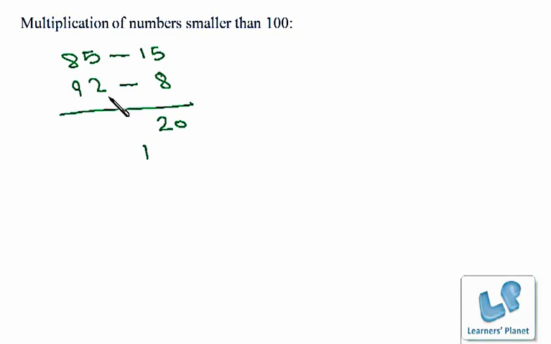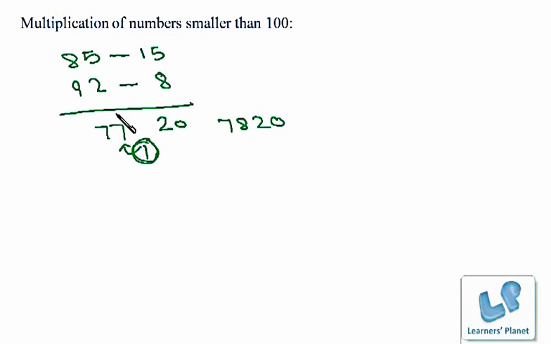Now we have to subtract the numbers. So the subtraction of 8 from 85 would be 77. Friends, this is not our final answer. Over here we still remain with this 1. So now we have to carry it forward to this 7. So we'll add it. So the final answer would be 7820. The product of 85 and 92 will be 7820.